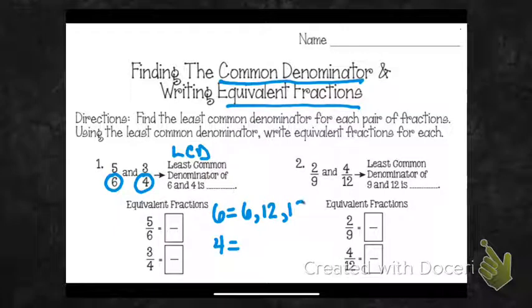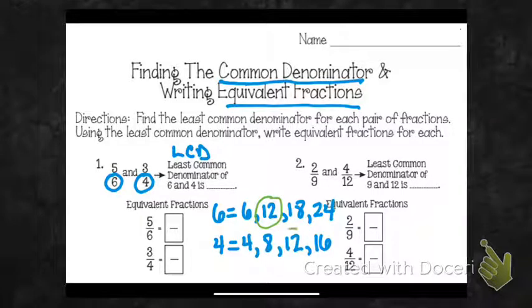12, 18, 24, sorry. And then our multiples of 4, we have 4, 8, 12, 16. Now, if you notice here, we do have a number that appeared in both of our lists, and it is 12. So that means the LCM and LCD, same thing, is going to be 12. So we're going to put 12 here in this blank.